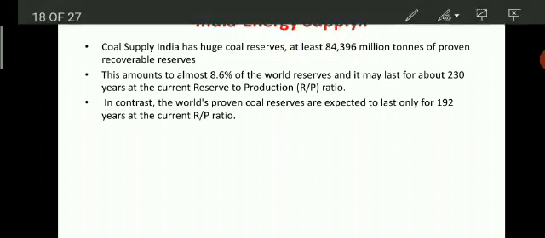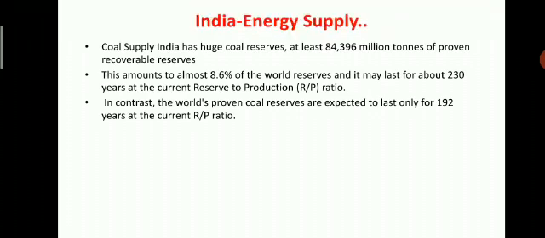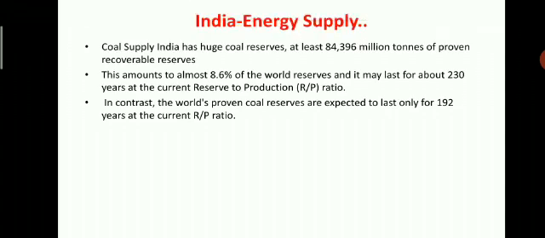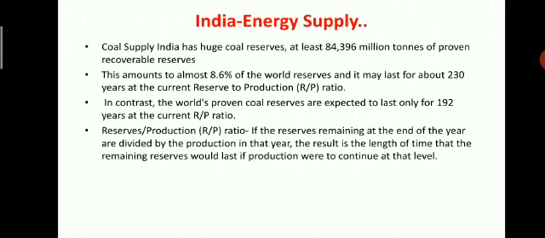So RP ratio is accounted here, reserve to production ratio. I am explaining here India's energy supply. How is the energy supply of India? Reserve to production ratio means if the reserves remaining at the end of the year are divided by the production in that year, the result is the length of time that the remaining reserves would last if production were to continue at that level.